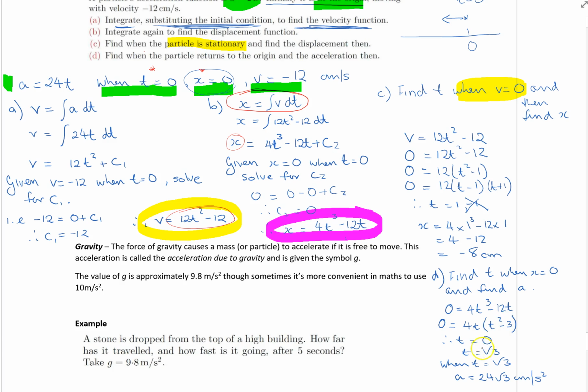Just factorising. t is equal to, we only need to consider the positive square root, root 3, and the question also asks for the acceleration. So you'll sub your root 3 back into your acceleration equation, which is over here, given in the beginning. So it's just 24 root 3 centimetres per second squared.